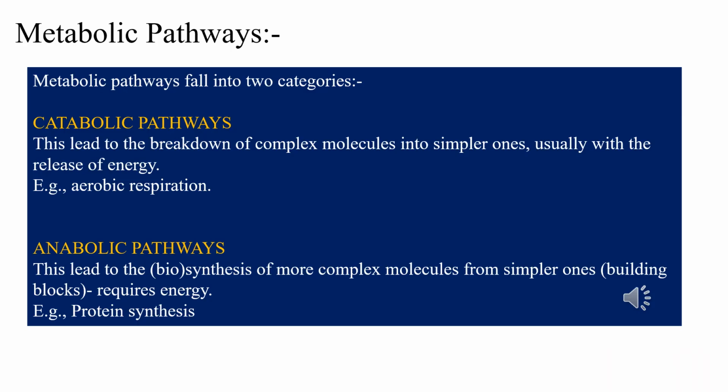So coming to the metabolic pathways, metabolic pathways fall into two categories. One is catabolic pathways and another is anabolic pathways. So catabolic pathways involve the breakdown of nutrient molecules into usable forms. In this process, energy is either stored in energy molecules for later use or released as heat.